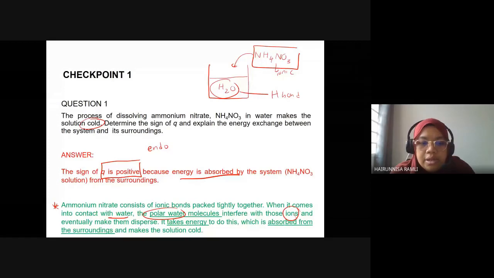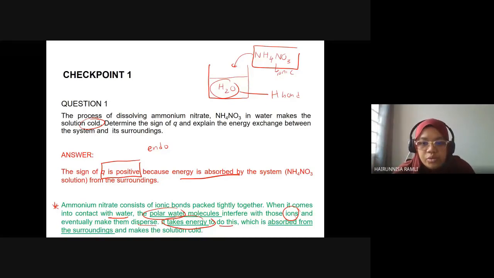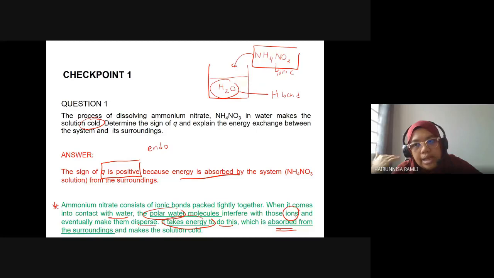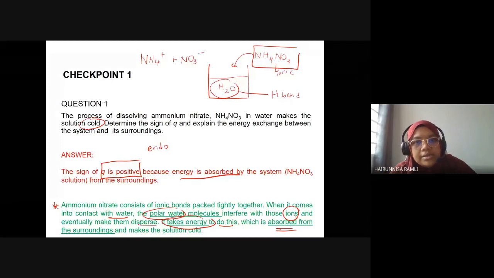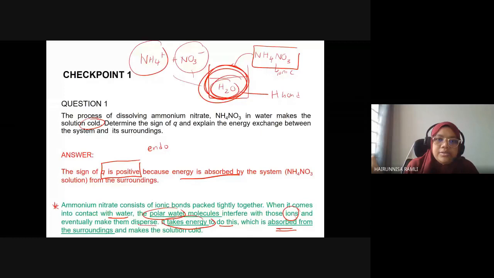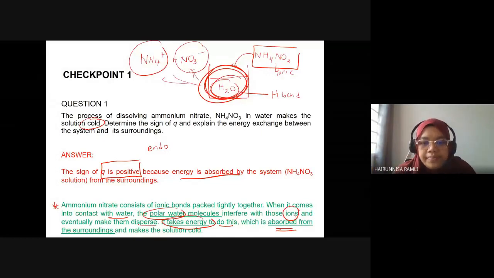Okay, so it will eventually make them disperse. So it takes energy, dia perlukan energy to do this, untuk disperskan this ammonium nitrate. So that's why dia will absorb the energy from the surrounding. So sebab tu the value of Q is positive. Sebab you imagine bila salt, lagilah kalau dia adalah soluble salt. So bila masuk dekat dalam air, dia akan pecah menjadi NH4+ plus NO3 minus. To make this as ions, water ni perlu bekerja. So bila dia bekerja, dia perlu absorb energy from outside lah to make this ammonium nitrate to become ions. Okay? So jawapan dia positif eh.